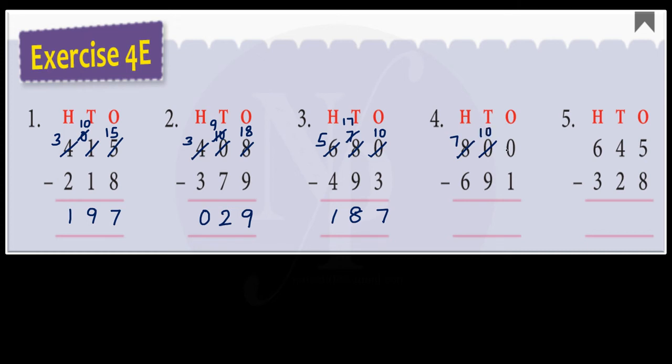Again, to make this 0 in ones place non-zero digit, we will regroup again.